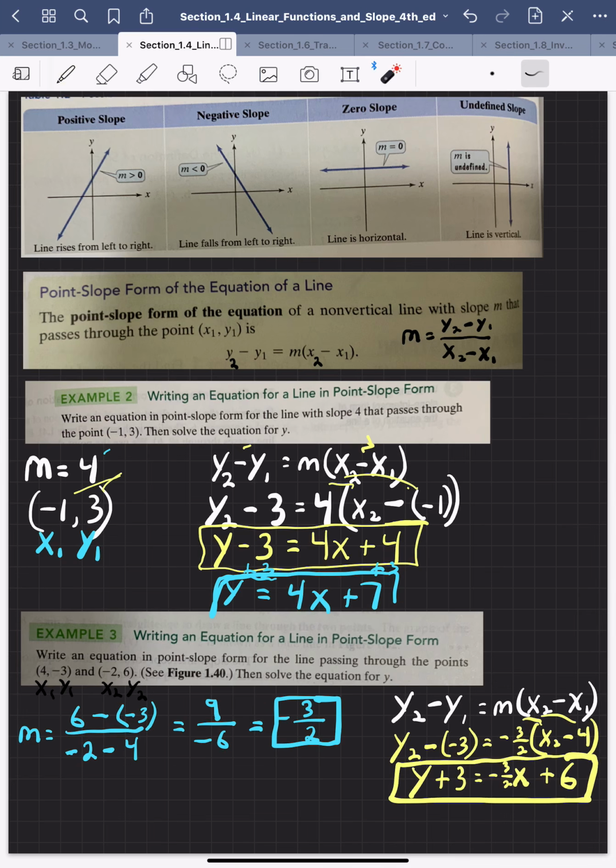The second part of this question says, then solve for y, which means we minus 3 here, minus 3 here. I'll go ahead and just write that. So that would end up being y equals negative 3/2 x. And if you take away 3 from 6, you have 3 left.